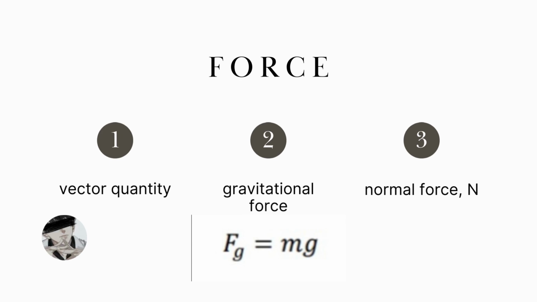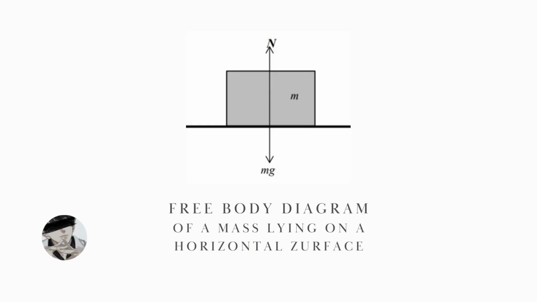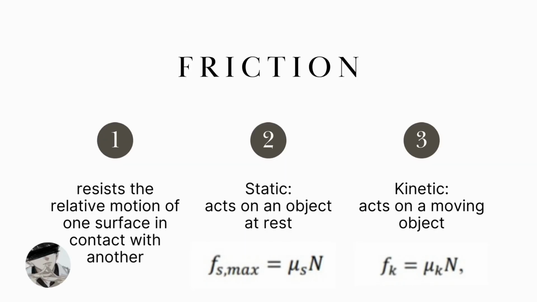Next, we have the normal force. The normal force is a contact force that acts in the normal direction, or perpendicular to the contact surface between two objects. An example of a normal force acting on an object is this free body diagram where a mass is lying on a horizontal surface. So when a mass is on a horizontal surface, the N, or normal force, is equal to mg, which is the gravitational force.